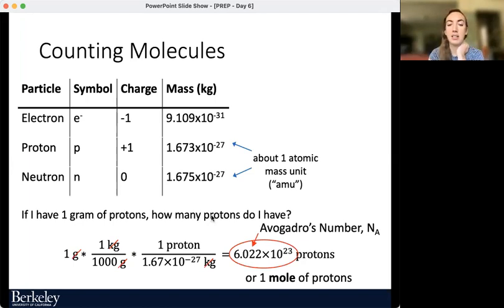And definitely don't memorize these masses. But if I tell you Avogadro's number, you should be able to use unit conversions to figure out what the mass of a proton is. Questions on moles? Okay.